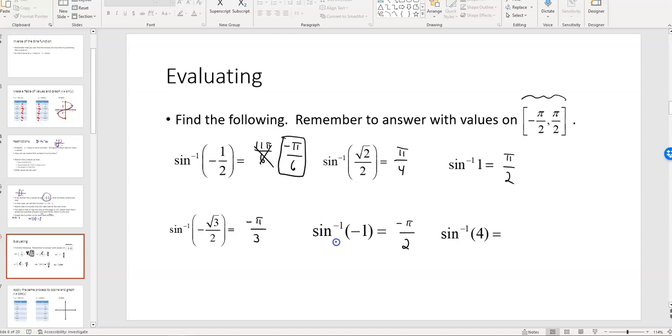Now, the inverse sine of 4. This is saying I want an angle whose sine is 4. But the sine can't be 4, right? Sine can only go between negative 1 and 1. So this thing is undefined. Trick question. So you can't have a sine value equal to 4. So if you ever see something that says, find me the inverse sine of 4, it's just undefined.